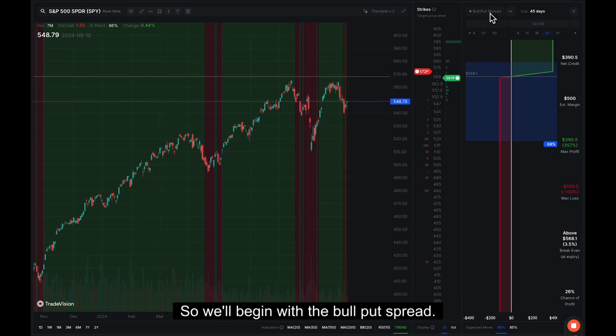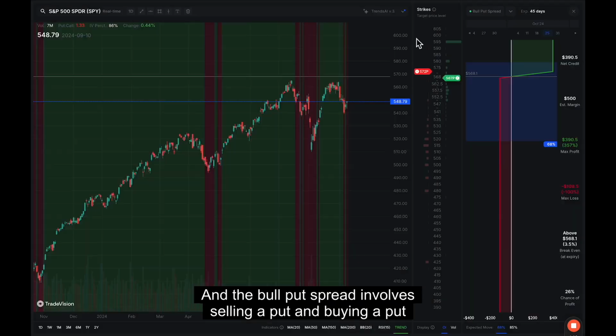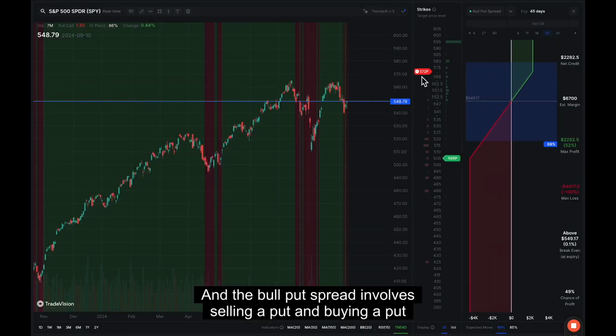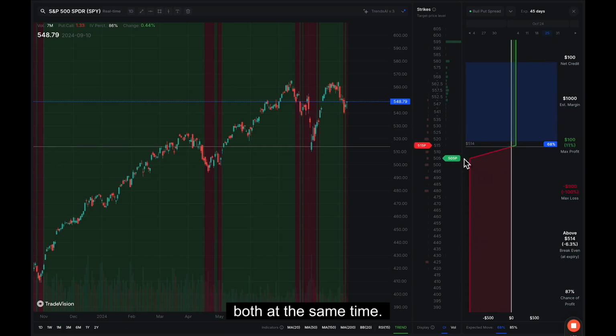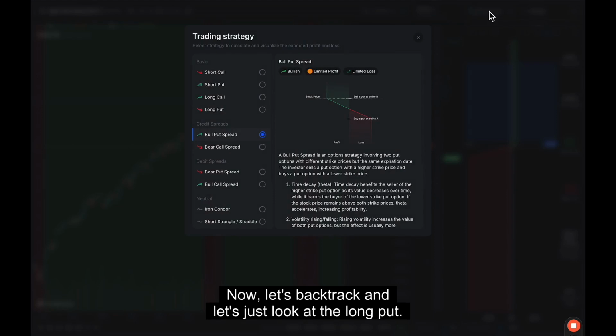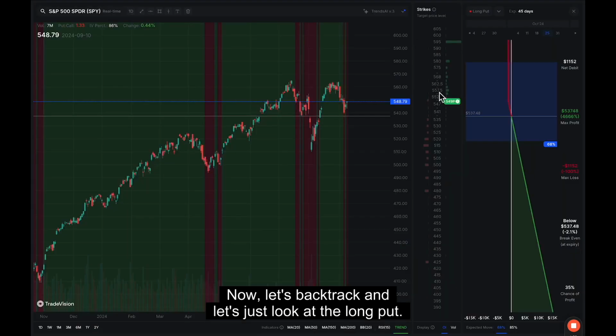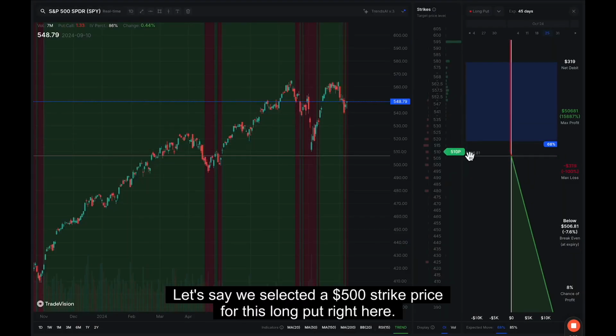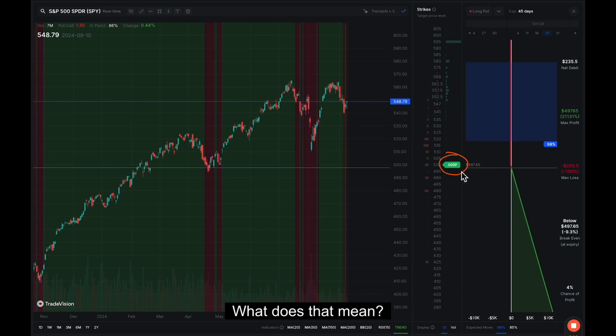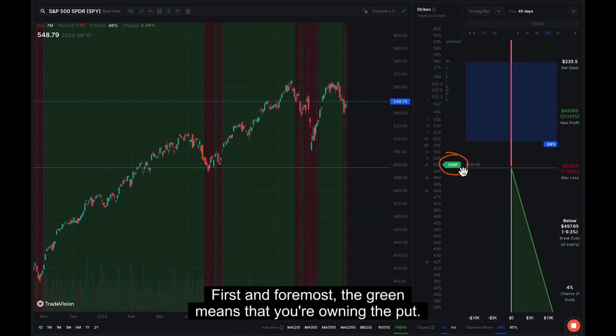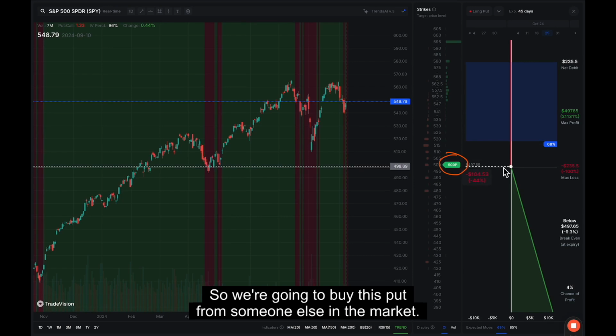So we'll begin with the bull put spread, and the bull put spread involves selling a put and buying a put both at the same time. Now let's backtrack and just look at the long put. So the long put, let's say we selected a $500 strike price for this long put right here. What does that mean? First and foremost, the green means that you're owning the put. So we're going to buy this put from someone else in the market.